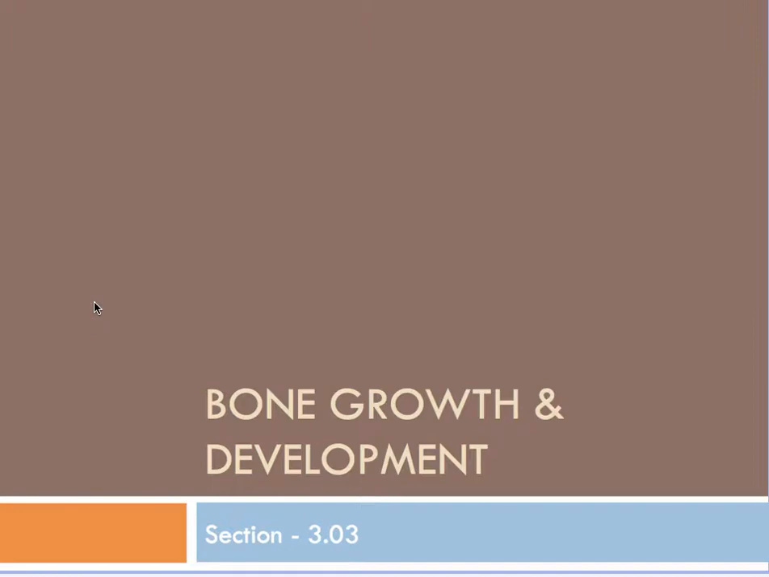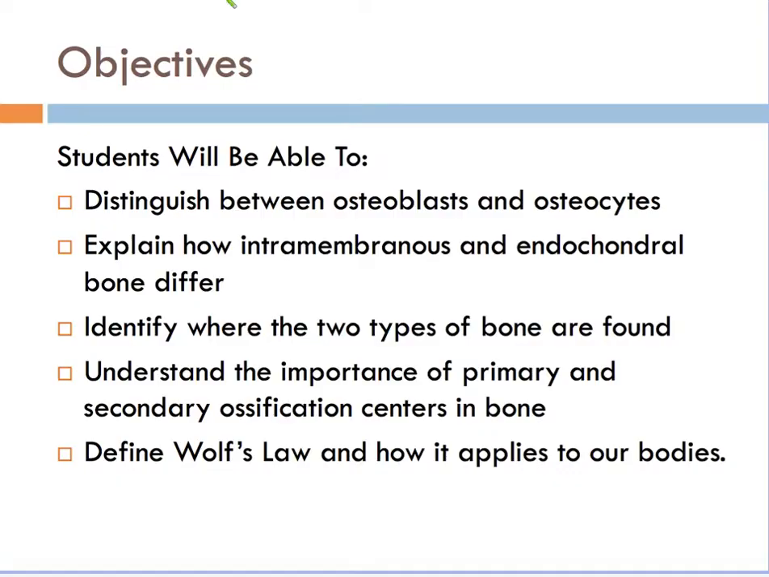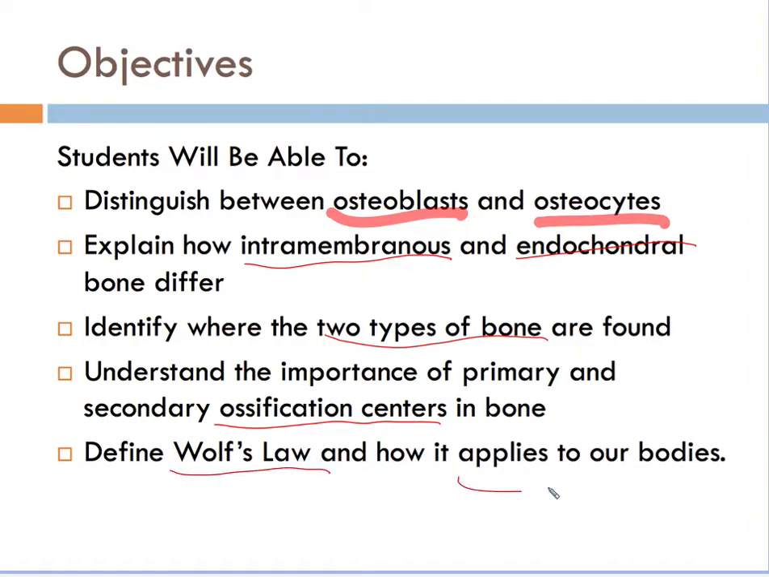So, we're going to continue our discussion on the skeletal system and look at how your bones grow and develop. At the end of this, you'll be able to distinguish between osteoblasts and osteocytes. We'll look at how intramembranous and endochondral bone formation differ. We'll identify where the two types of bone are found. Look at the importance of primary and secondary ossification centers in the bone and what those mean. And we're going to talk about what's called Wolff's Law and how it applies to our bodies.